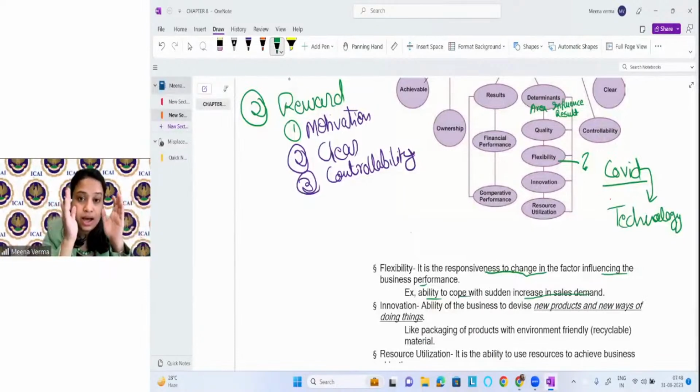The point is whether your business is flexible enough to handle an uncertain scenario. How well is your organization responding to any change? Are you adapting things? So flexibility is very important for the organization. The organization should not be rigid.